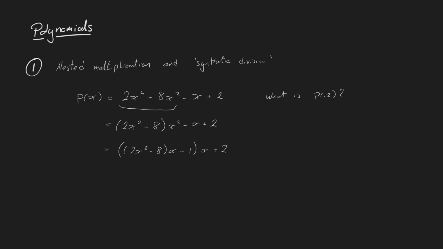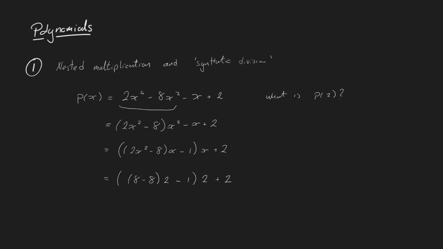So in order to evaluate p of 2, I'll just work from the inside out. So at that point, this is going to be 2 times 2 times 2. So that will already be 8 minus 8. Conveniently, that's just going to give me 0. That will be multiplied by 2, although 0 times 2 won't be very interesting. Minus 1 times 2 plus 2.